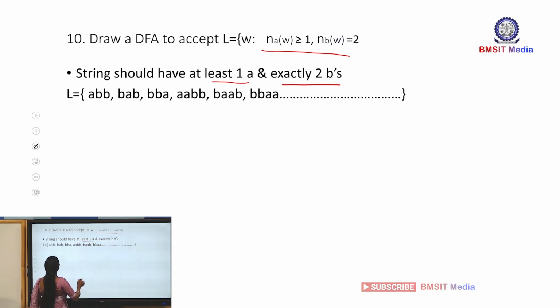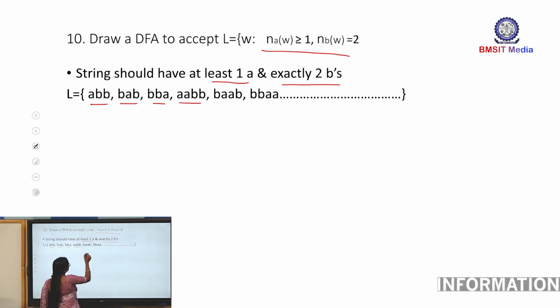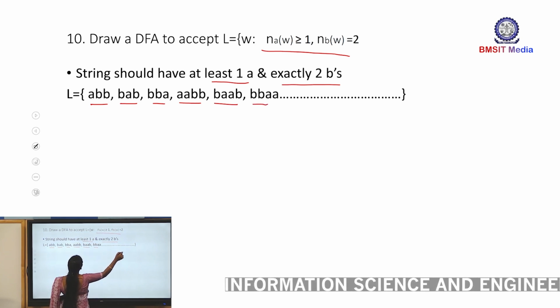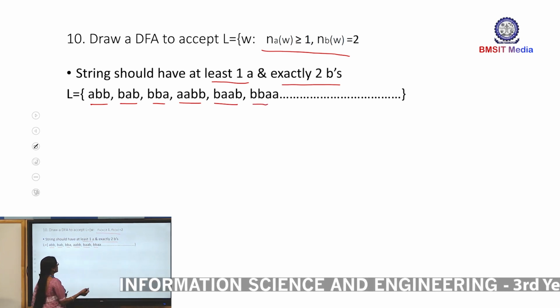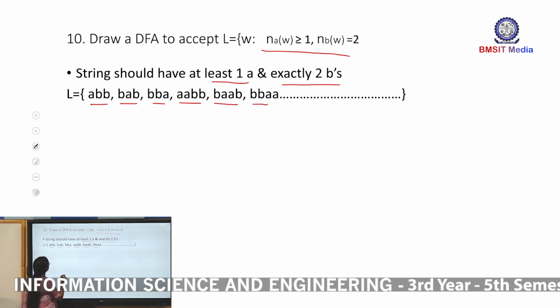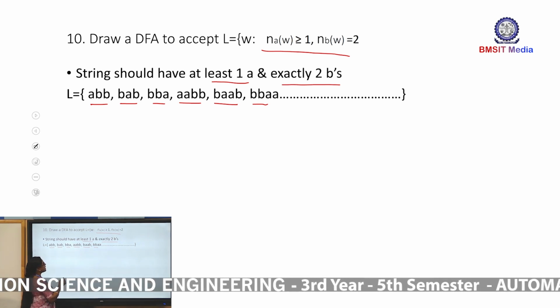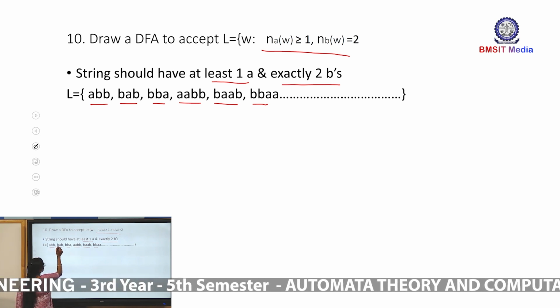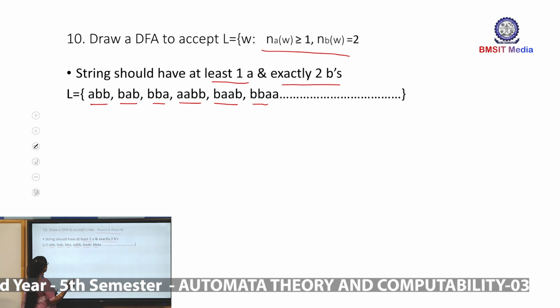Now, what are the strings that would be present in the language? You can have A followed by 2 B's, which is a valid string. And then you can have BAB, BBA, AA followed by 2 B's, B followed by 2 A's and B, BBAA, and so on. We can have any number of strings. If we analyze the problem, there are two things here: the strings that start with A and the ones that start with B.